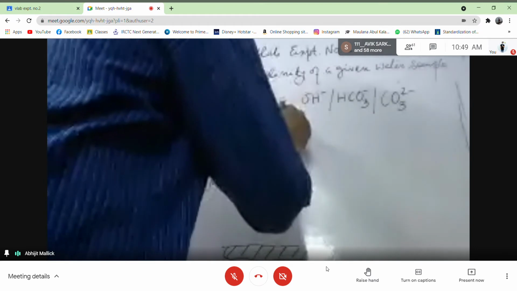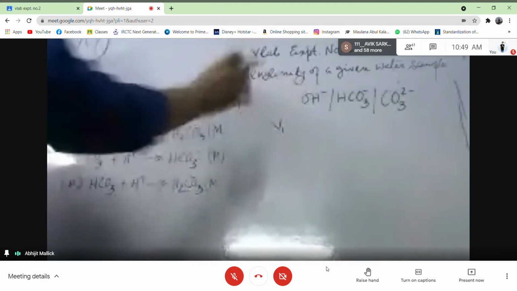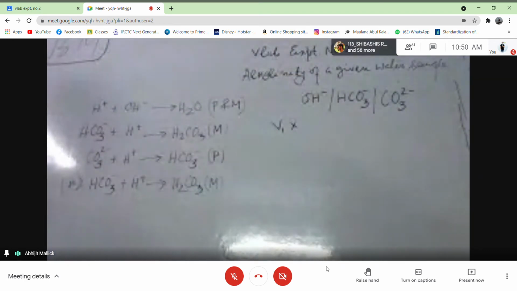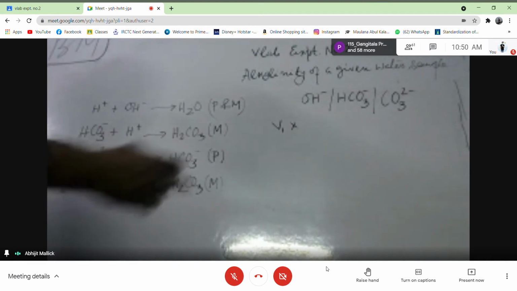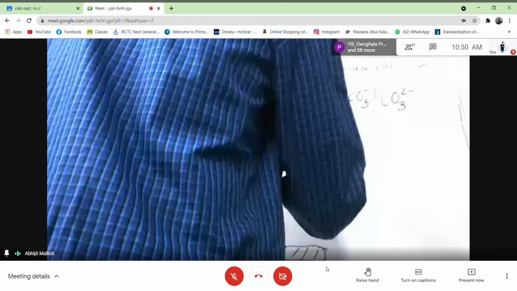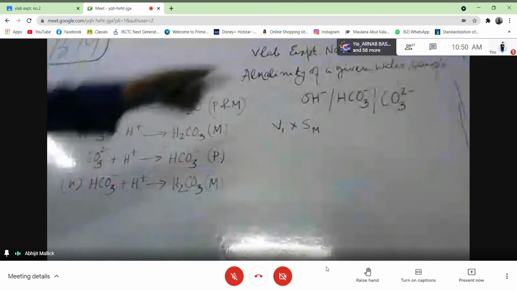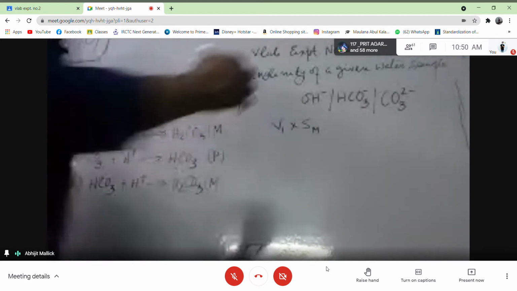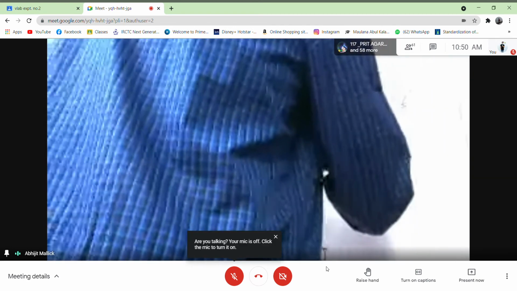This is V1. V1 is the sample water taken in the conical flask, that is 10 ml, and we use methyl red indicator. Alkaline water sample with methyl red will be yellow in color. And then the strength of water sample using methyl red, M means methyl red indicator we are using. Strength of water sample, SM, is equal to VM.